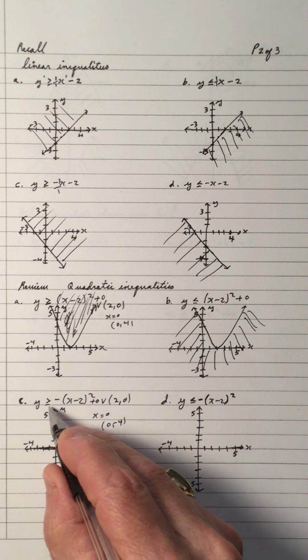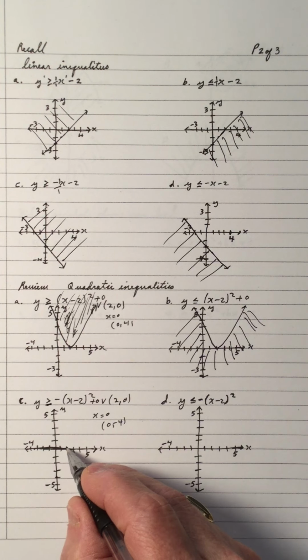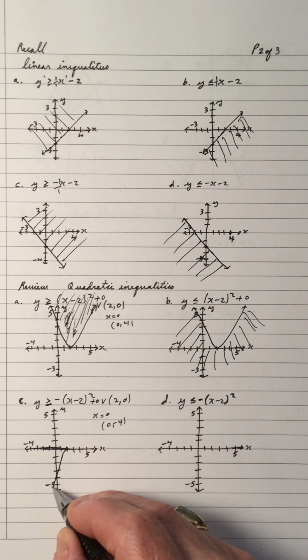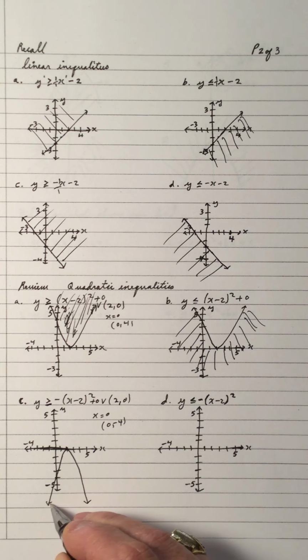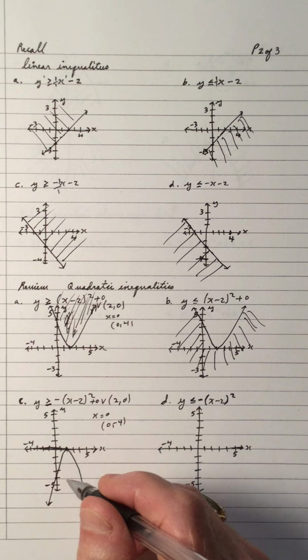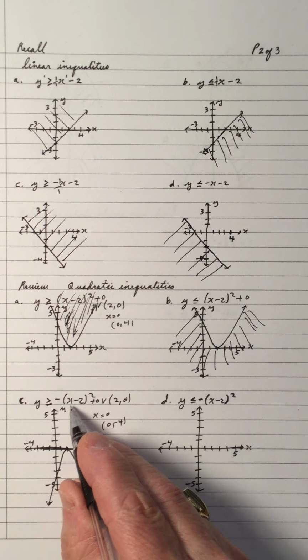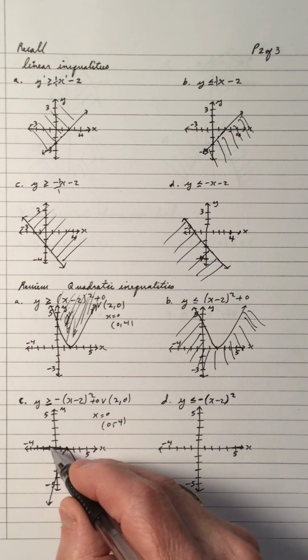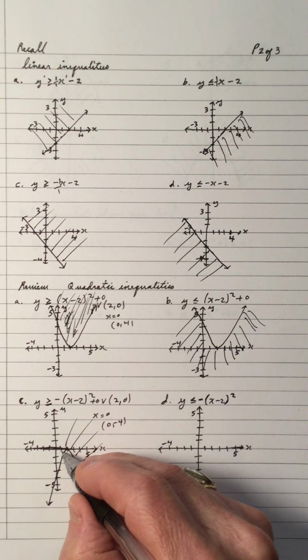So that means the boundary line is equal to, so it's solid. The parabola is opening downward, like this. And greater than, again, if you take the point 0, 0 and plug it into the inequality, it would make it true. So you're shading greater than, which is up.